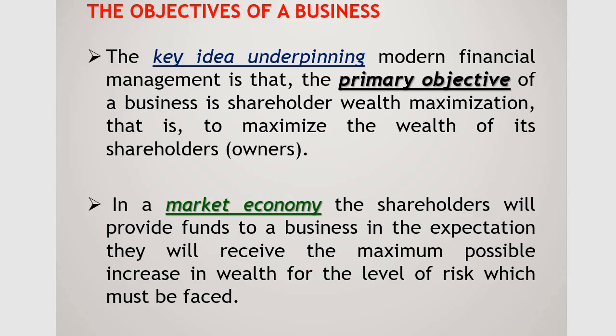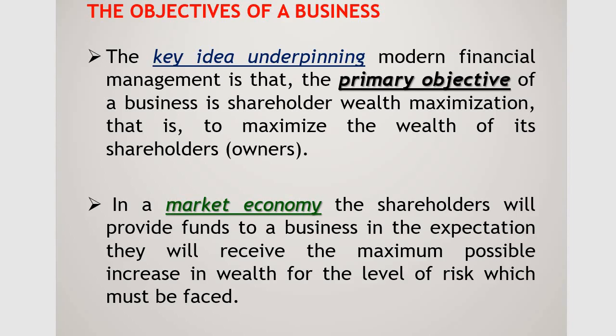So in a market economy, the shareholders will provide funds to business in the expectation that they will receive the maximum possible increase in wealth for the level of risk which must be faced. That is how we go about it. So the primary objective of businesses is to maximize the wealth of shareholders, not profit maximization. Profit maximization is for the short term, but maximizing the wealth of shareholders is for the long term. Hope you agree with it.